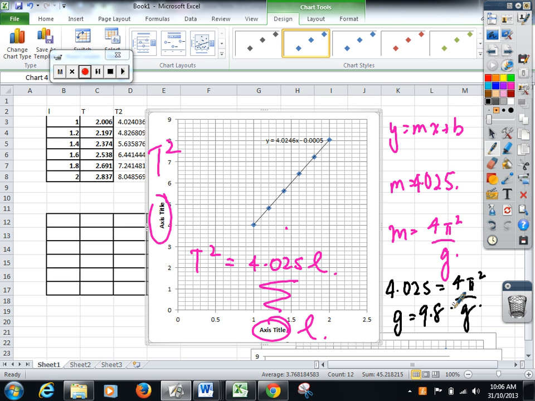Right. The last question on that sheet is: identify 2 reasons why the accuracy of the data will be considered high. Accuracy is how close the value is to the actual value. We actually got 9.8, so we are actually on value. So that's the first reason why.